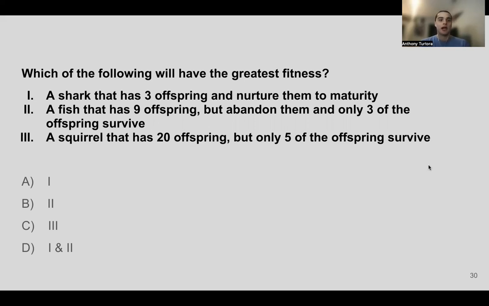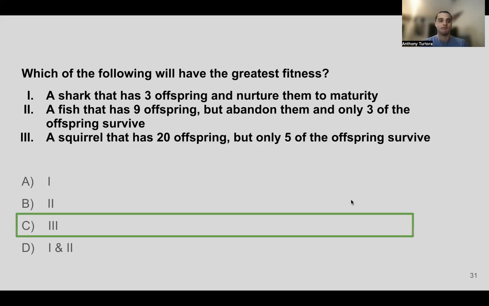So here I will evaluate Roman numeral 2 as it appears in the answer choices exactly twice. So evaluating 2, I have a fish that has 9 offspring but abandons them and only 3 of the offspring survive. So this is the same as 1, because when I am thinking about fitness, I'm just thinking about which is contributing most to the gene pool. So there's going to be 3 offspring in each, but when I'm looking at Roman numeral 3 here, there's going to be 5 offspring, so more alleles in the gene pool. So therefore 3 is going to be the most fit. Therefore my answer here is C.